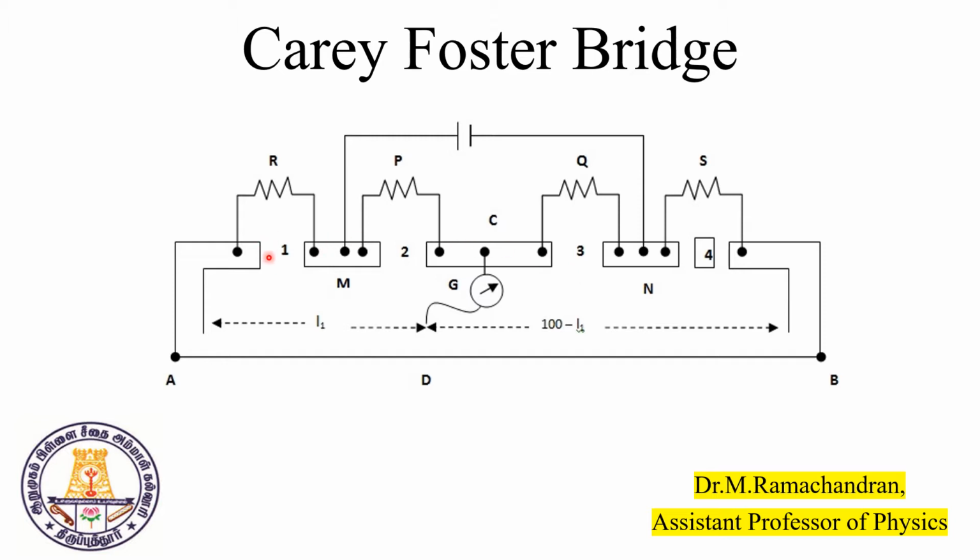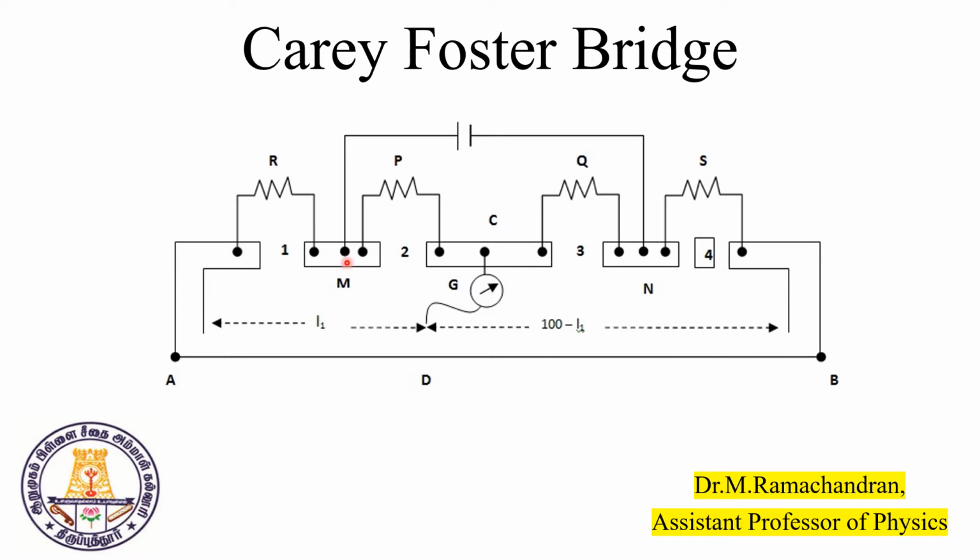The gap between the L strip and this narrow strip, there are four gaps: 1, 2, 3, 4. The resistances P and Q will be connected in gaps 2 and 3, and the unknown resistance R will be connected here. The S, the standard resistance, will be connected in the fourth arm.